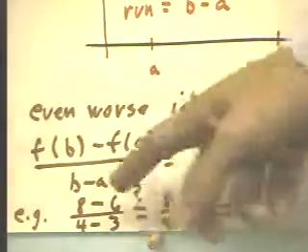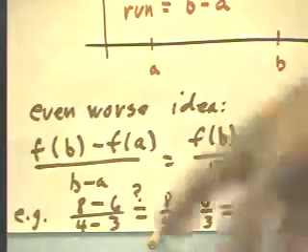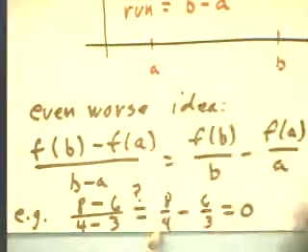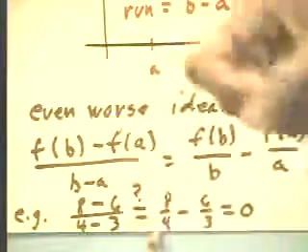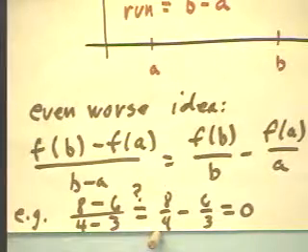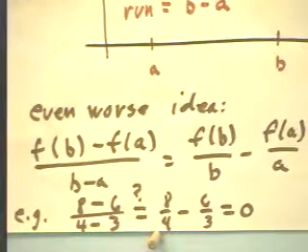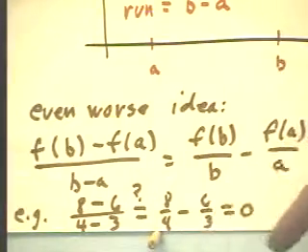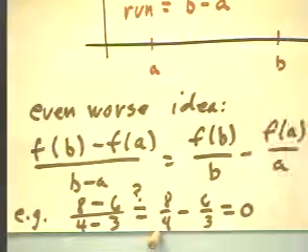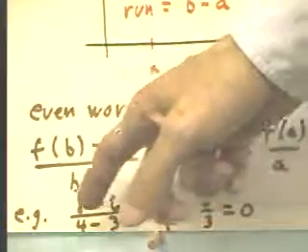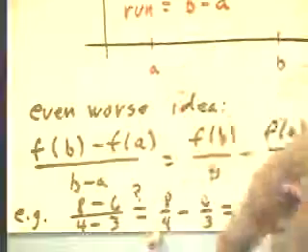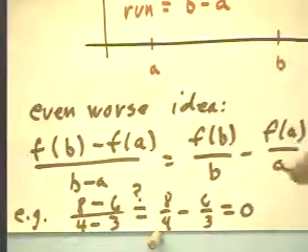And of course here's a numerical example. If f of B is 8 and f of A is 6, and B is 4 and A is 3, then if this is true, then 8 minus 6 over 4 minus 3 has to be 8 over 4 minus 6 over 3. 8 over 4 is 2, 6 over 3 is 2, so 2 minus 2 is 0. But clearly 8 minus 6 is 2 and 4 minus 3 is 1, and we get 2, not 0. So we see that there's something seriously wrong with that idea. So we need to be careful.